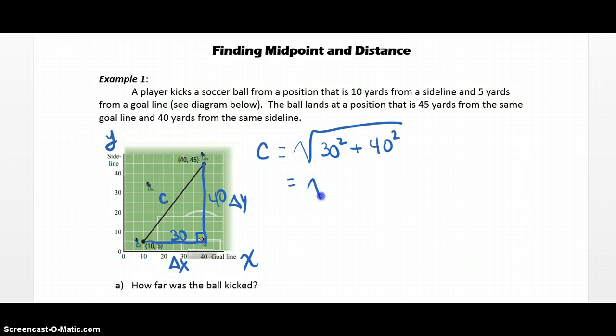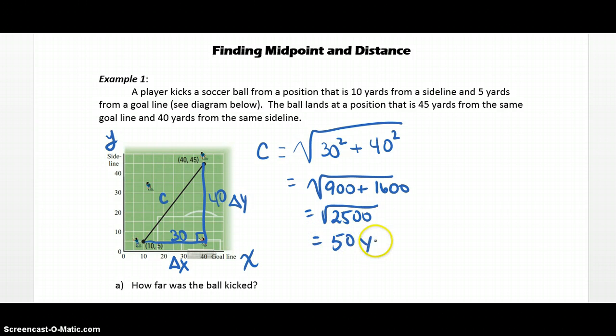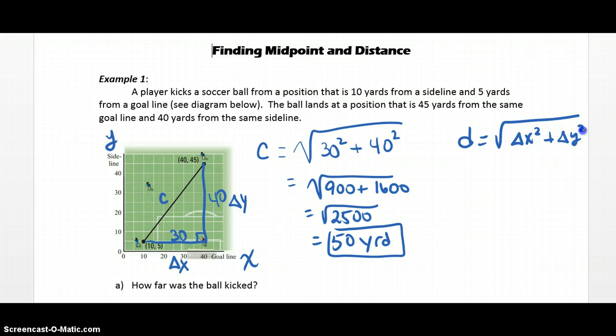Now you might need your calculator. The 30 squared is 900, 40 squared is 1600. We can add those together and get 2500. And the square root of 2500 is 50. And so our ball traveled 50 yards. So the basic idea of finding a distance, a lot of people use d for distance, but that's up to you. We're basically going to take the square root of our change in x squared plus our change in y squared.